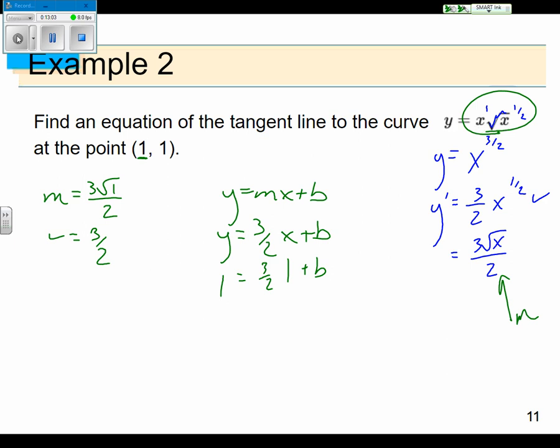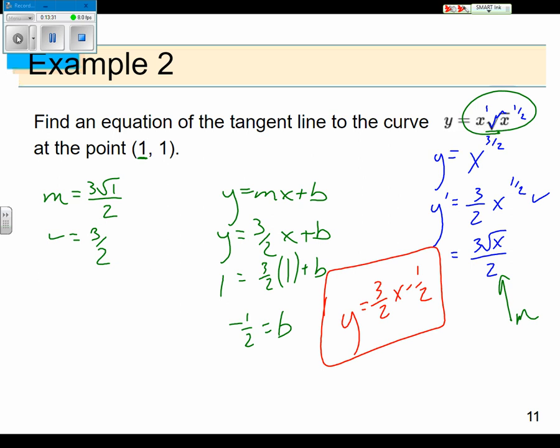Okay. Now that I have the slope at that point, I can plug in that point for x and y. And I get my b is negative 1/2. So now I've got my slope, I've got my y-intercept, I'm ready to wrap this up. Y equals 3/2 x minus 1/2. So that problem got a little quicker.